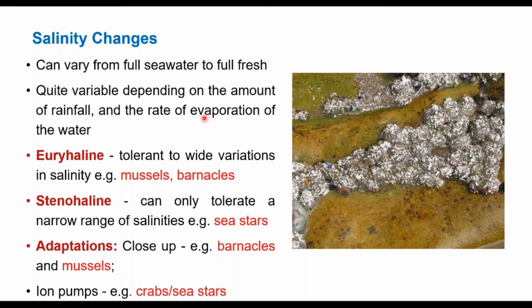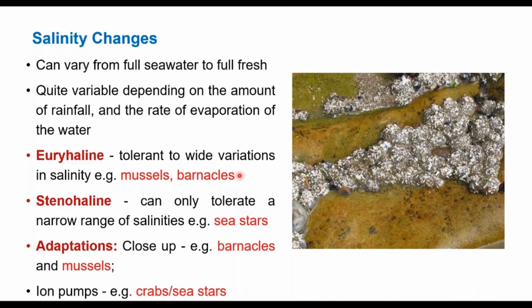So there are two types of organisms. One is euryhaline, which can tolerate a wide range of salinity in the rocky shores or sandy shores. Examples are mussels and barnacles. And there is stenohaline, which can only tolerate a narrow range of salinity. That is sea stars, because these are mobile organisms and they can easily move from low tide to high tide mark. And the next is how it adapts.